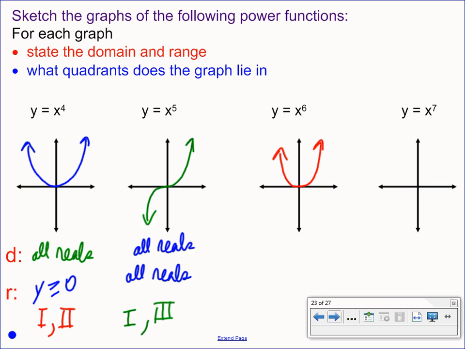Again, all reals for my domain. However, restricted range, only non-negative outputs. So y greater than or equal to 0. And again, quadrants 1 and 2.